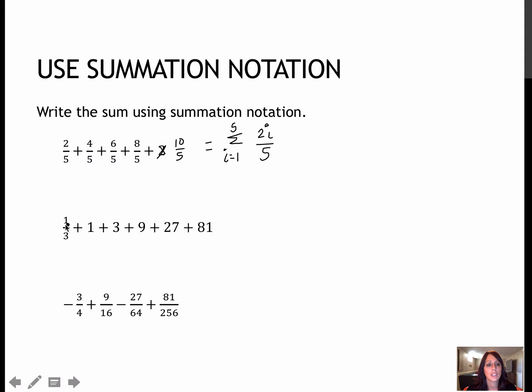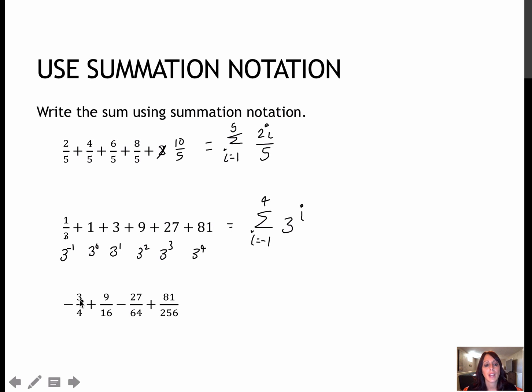Looking at this pattern, this is 1/3, and then 1, 3, 9, 27, 81. These are all base 3 numbers. So it looks like it's 3 to the I. Notice 1/3 could be written as 3 to the -1. 1 could be written as 3 to the 0. This would be 3 to the 1st, 3 squared, 3 cubed, 3 to the 4th. So that means this is the summation starting at -1 going up to 4.